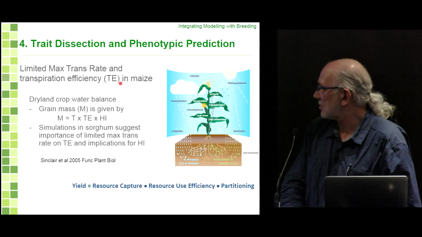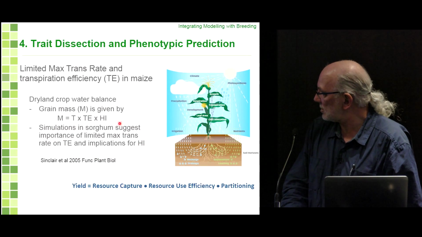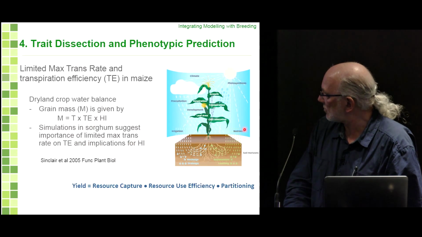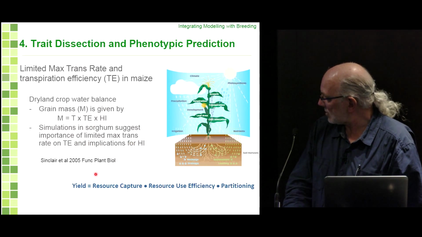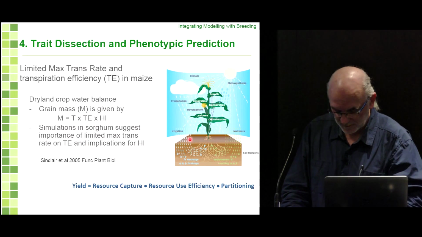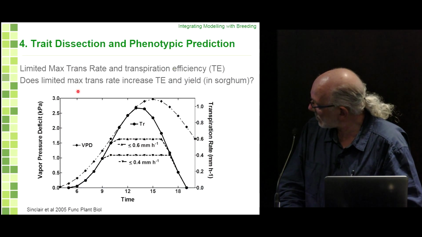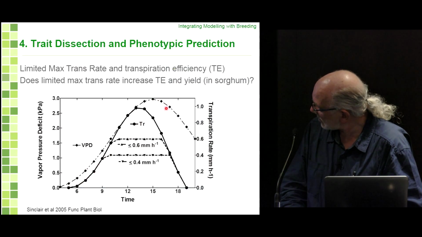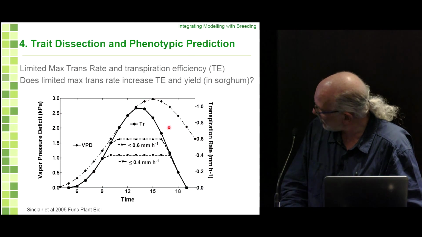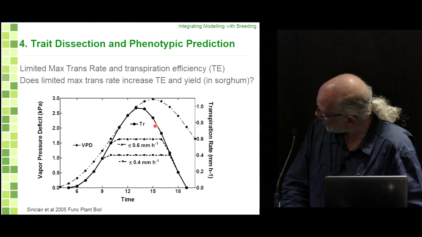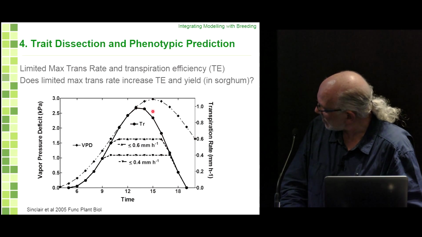in 5 minutes, just looked at changing TE and what it meant for harvest index. And so we got this sort of thing going where we look at yield as a resource capture, resource use efficiency, partitioning sort of model. And if you look at this, vapor pressure deficit is the dotted line, that's what happens during a day. So in the afternoon, your vapor pressure deficit is high, your transpiration rate normally follows that, then comes down because the lights go off before the VPD comes down, in terms of the sun setting.